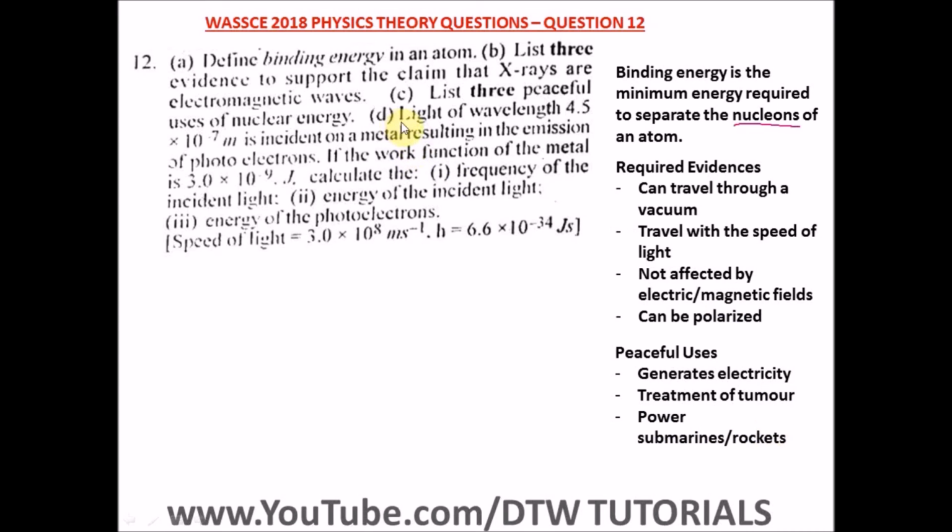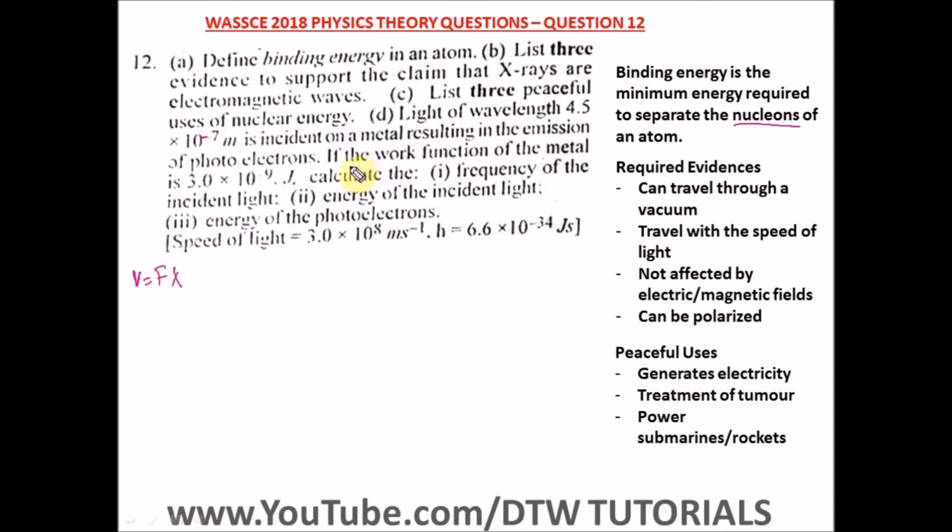Now we have a question here to calculate. It says 12D: light of wavelength 0.5 times 10 to the power minus 7 meter is incident on a metal, resulting in the emission of photoelectrons. Okay, alright, so when you see wavelength, let this formula be with you. Let this formula be in your heart. V is equal to what? V is equal to f lambda. You must always use it.